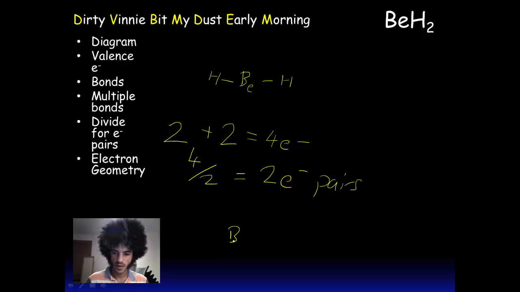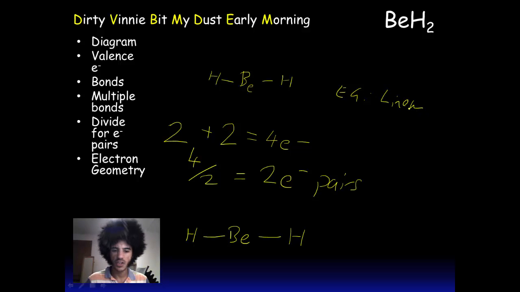Okay? So my next step, which is to draw the electron geometry, well, I start with beryllium, and because I've only got 2 electron pairs, they have to form this linear structure like this. So I've got a hydrogen over here and a hydrogen over there. So in terms of my electron geometry, it has to be linear.